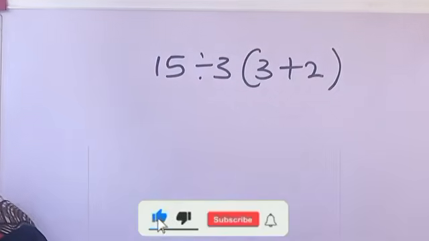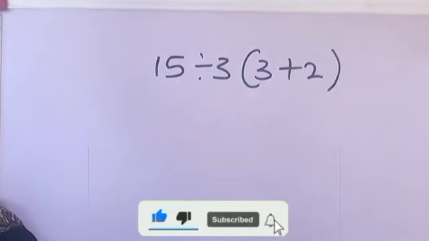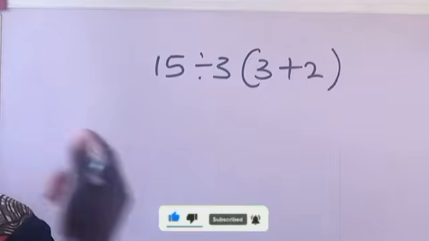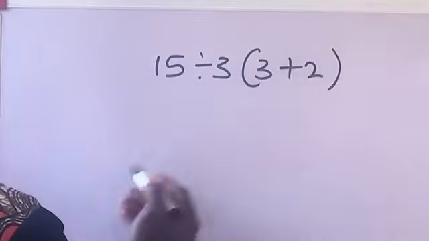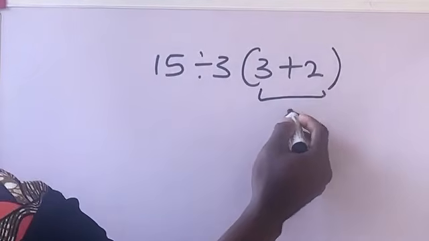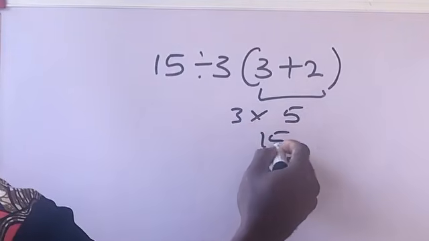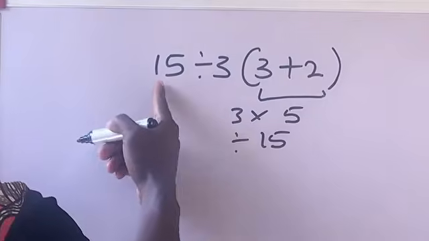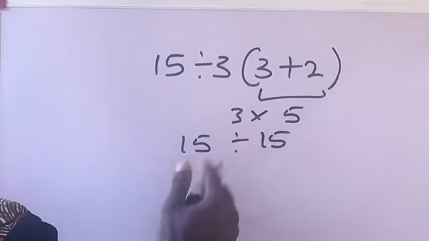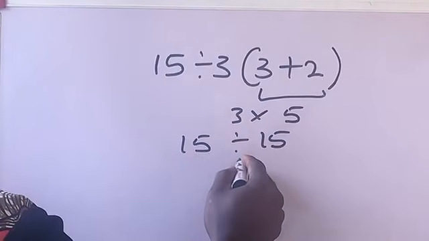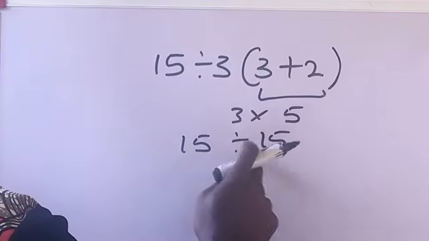15 divided by 3(3 + 2). Now, 3 plus 2 is what? 5 times 3 equals 15. Divide by what? This 15. 15 divided by 15 is equal to what? 1.